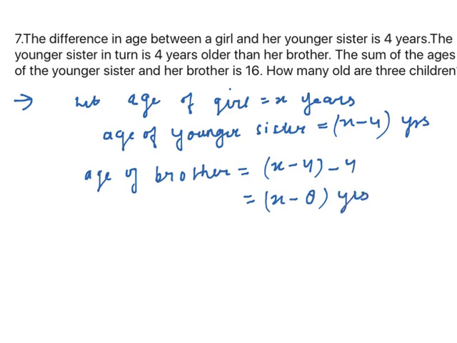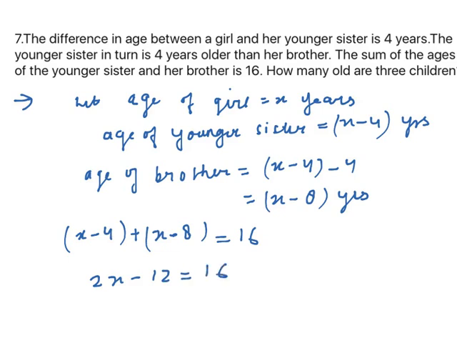Now, according to the question, they have given the sum of the ages of the younger sister and her brother is 16. Younger sister is how much? x minus 4. And the brother is x minus 8. They have given it as 16. Now we will solve for the value of x. So we will have 2x minus 12 is equal to 16. We will transpose: 2x is equal to 28 and then x is equal to 14.